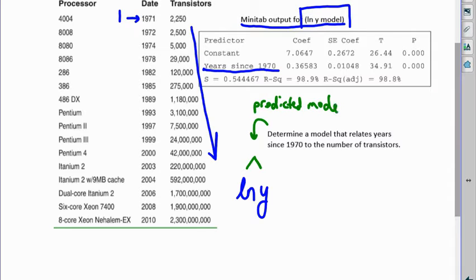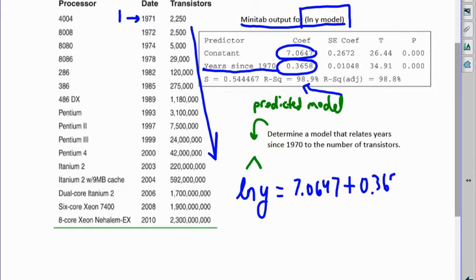All right, so that's our model. So now I'm going to write what that is. That's equal to, and here's my y-intercept right here, 7.0647, and then here's my slope in the output. It looks like it's a positive slope. So if I was trying to find my r, I would need to make sure when I did the square root of r squared, my r would be positive as well, but the slope is 0.03650.